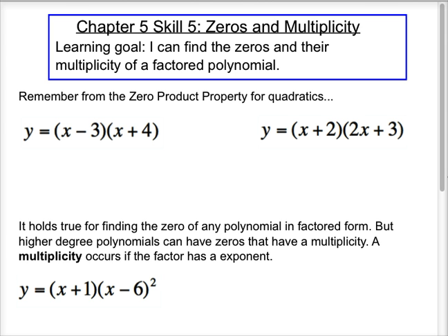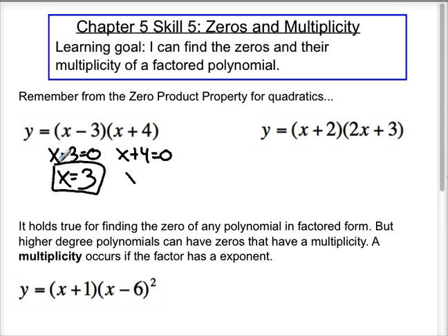So remember here, to find the zeros using the zero product property, you take both parentheses, set equal to 0, and then solve. So for this one, your two solutions are going to be 3 and -4. Those are going to be your zeros.